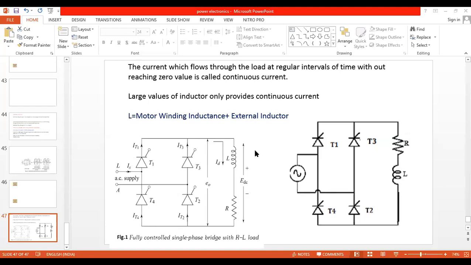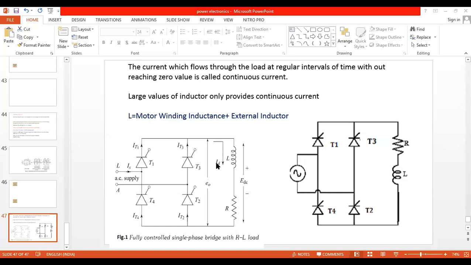So fully controlled converter can control the speed of the motor in both the directions. It operates for an angle 0 to 360 degrees. The fully controlled converter operates for the positive half cycle as well as the negative half cycle. These three points are common points. Now, fully controlled converter operation with inductive load we are discussing. Okay, right.